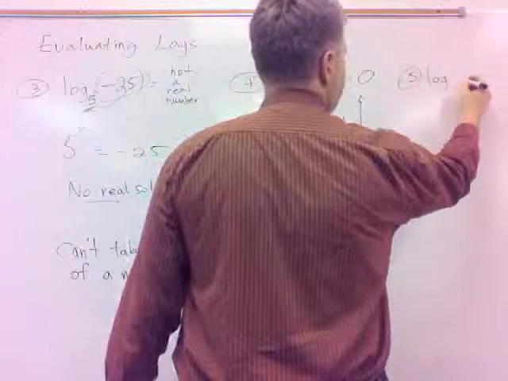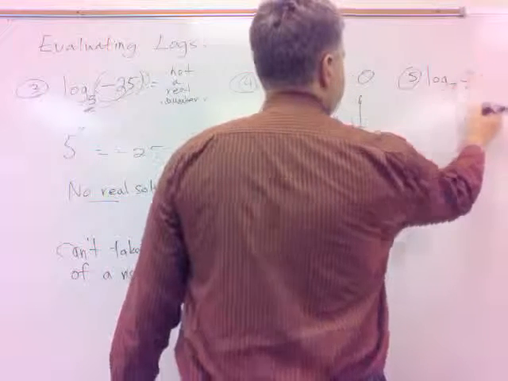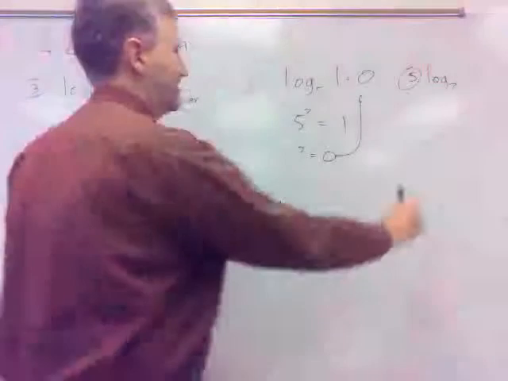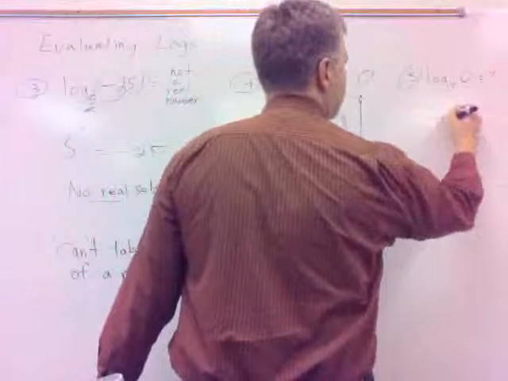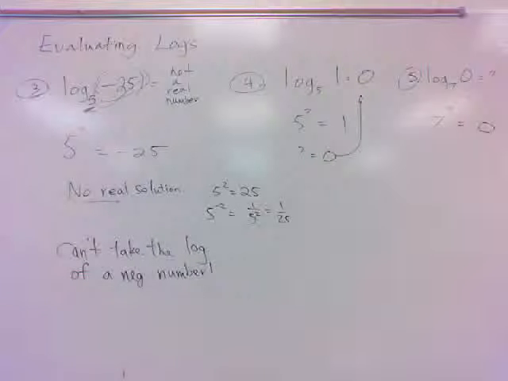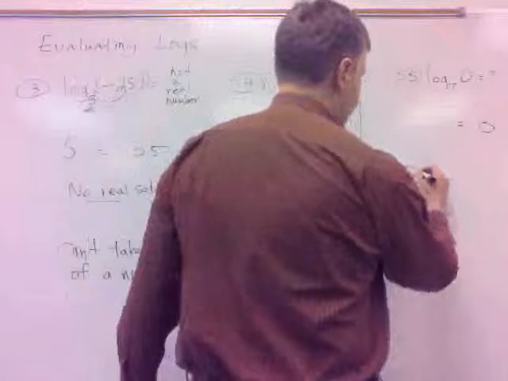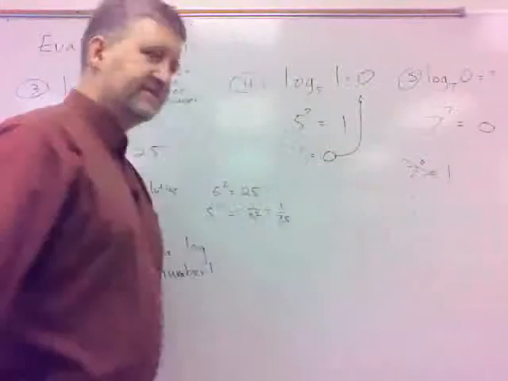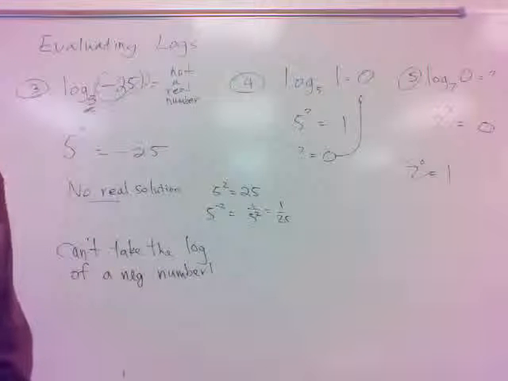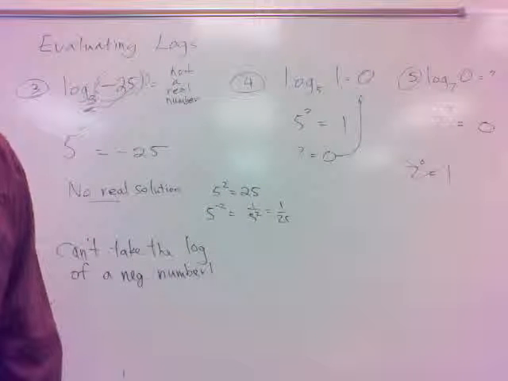What about log base 7 of 0? Is that 1? Now let's see. Isn't that asking me to find what power of 7 gives me 0? Can we think of a number to a power that gives me 0? Well, we've already said if we do 7 to the 0, that gives me 1. So that's out. Can't be 0. What else you want to try? Any negatives? Positives? I don't think so. Any power of 7 is going to give me something other than 0, isn't it?